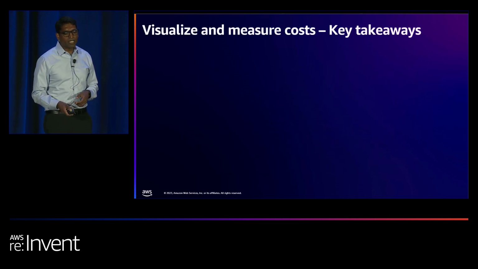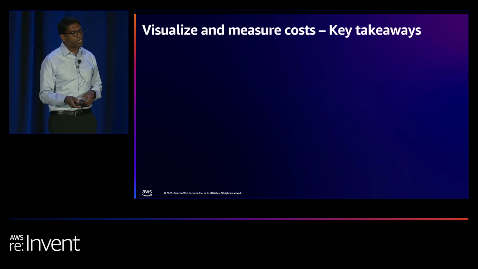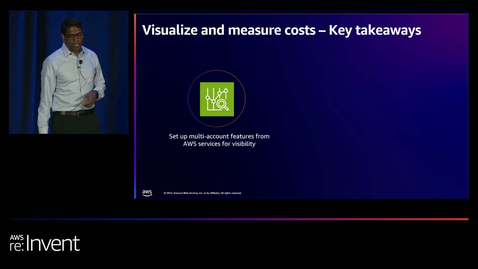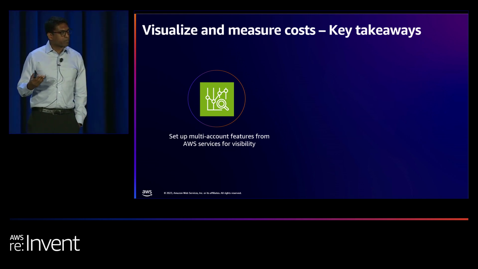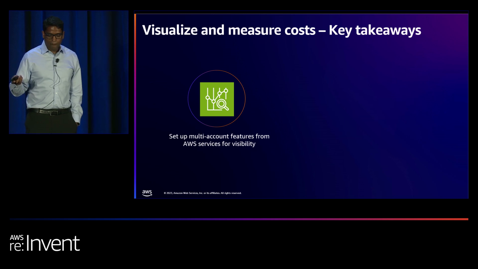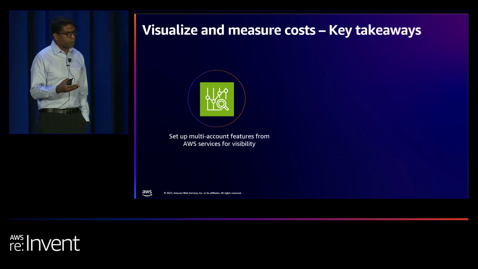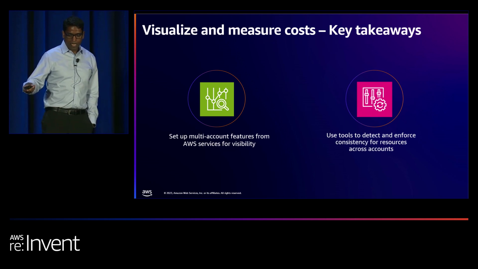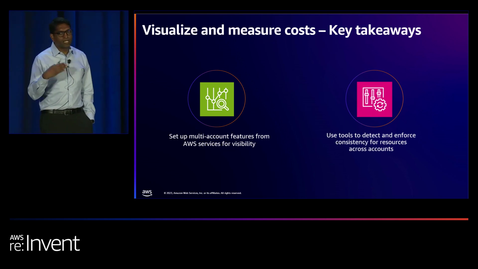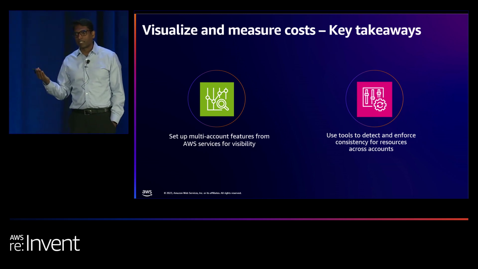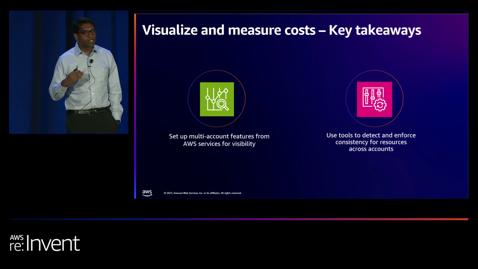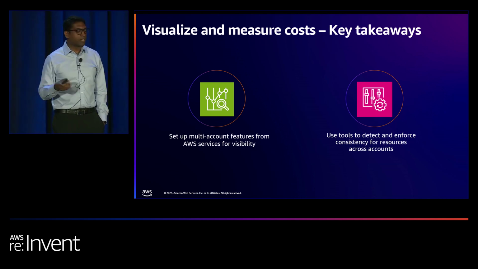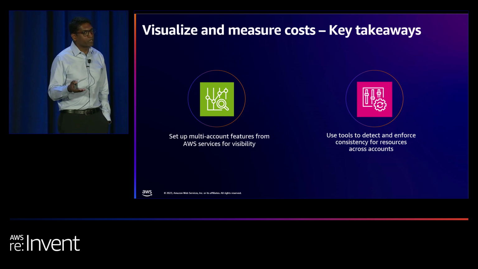So let's talk about the key takeaways of this second stage of visualize and measure costs. The first was to set up the multi-account features for AWS services for visibility. And this is where we set up consolidated billing. And Andrew talked about a number of different services. This included S3 Lens, Compute Optimizer, and Cost Optimization Hub. And then the second is to use the tools to detect and enforce consistency. And here we're referring to AWS Config, which you can use for inventory management.